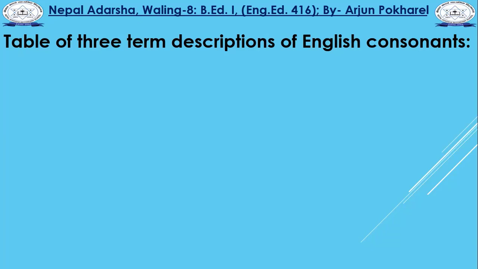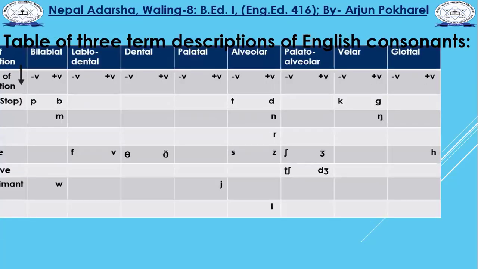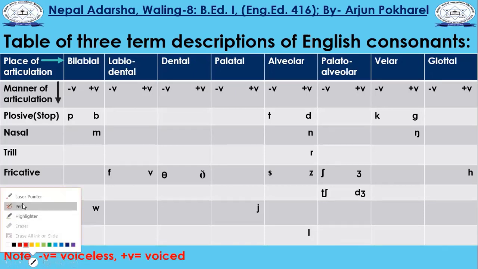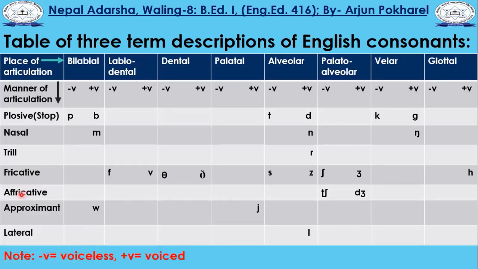So I would like to provide here, without delay, the table of three-term descriptions of consonants. Now you have to make this table. We learn from this table today. First of all, we'll see the table here. Now see, first of all, the table of three-term descriptions of English consonants.